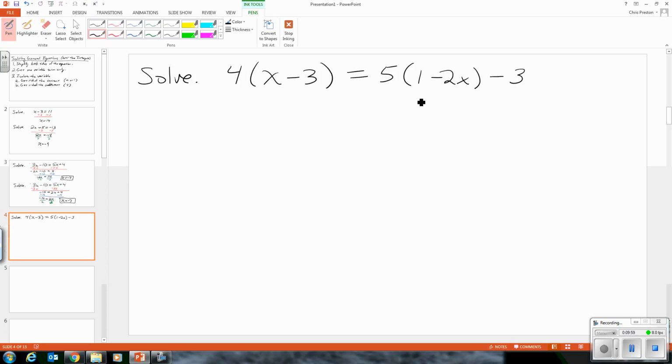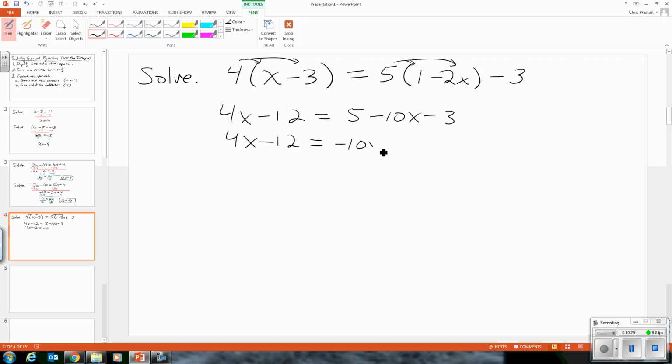So the first thing I want to do is simplify both sides. So I need to start by distributing here, and distributing here. Let's see how that works. So 4 times x, 4x, 4 times negative 3, negative 12, equals 5 times 1, 5, 5 times negative 2, negative 10x. And then we've got a negative 3 on there. Make sure you don't multiply the 5 times the negative 3. It's not in the parentheses. So I'm going to clean these up. Well, there's not much to do on this one. But on this one, I like to put the x term in front. And then 5 and negative 3 make positive 2.